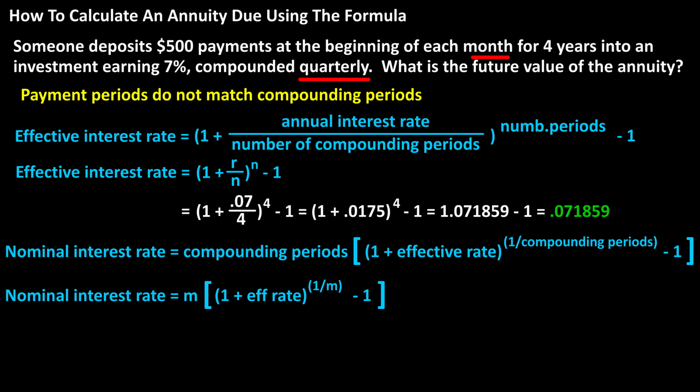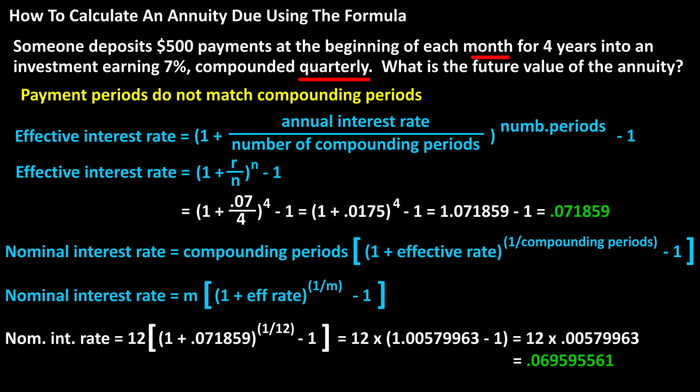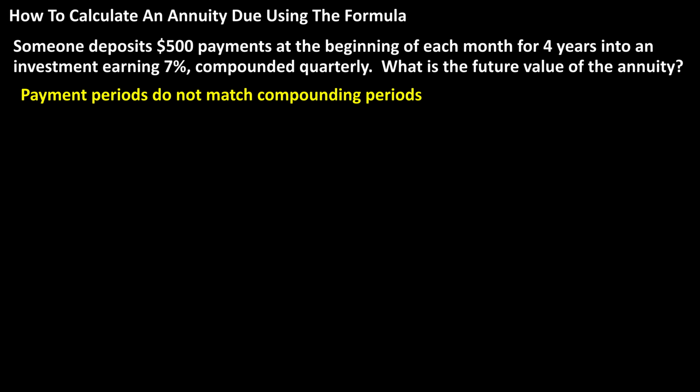Now for the nominal rate. We have nominal rate equals 12, the number of compounding periods, it's 12 because we need to match the monthly deposits, times the quantity 1 plus 0.071859 raised to 1 divided by 12, minus 1. I've done the calculations on the screen, and we get nominal rate equals 0.069596. And now we can calculate the future value of the annuity using the main formula.